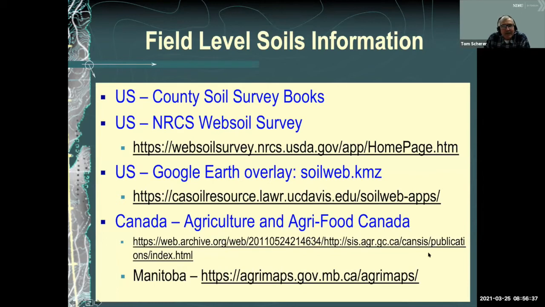So you can get field level soils information off the web now. As I mentioned, we have county soil survey books, a lot of them are getting pretty old. But more than that, in the US you can go to NRCS, to Web Soil Survey, go to any field and get the latest information. You can zoom right down to your field and get a lot of soils information.